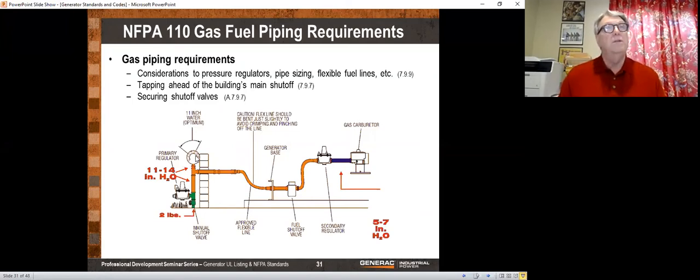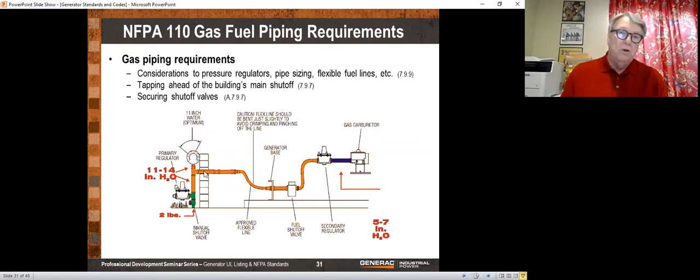So for instance, residential generators need about 5 to 7 inches of water, and most larger generators, let's say 100 kilowatt, 200 kilowatt, 500 kilowatt, they'll generally be rated 11 to 14 inches of water. There's about 27 inches of water in a PSI. So you're talking about roughly half of a PSI. It's not a lot of pressure.